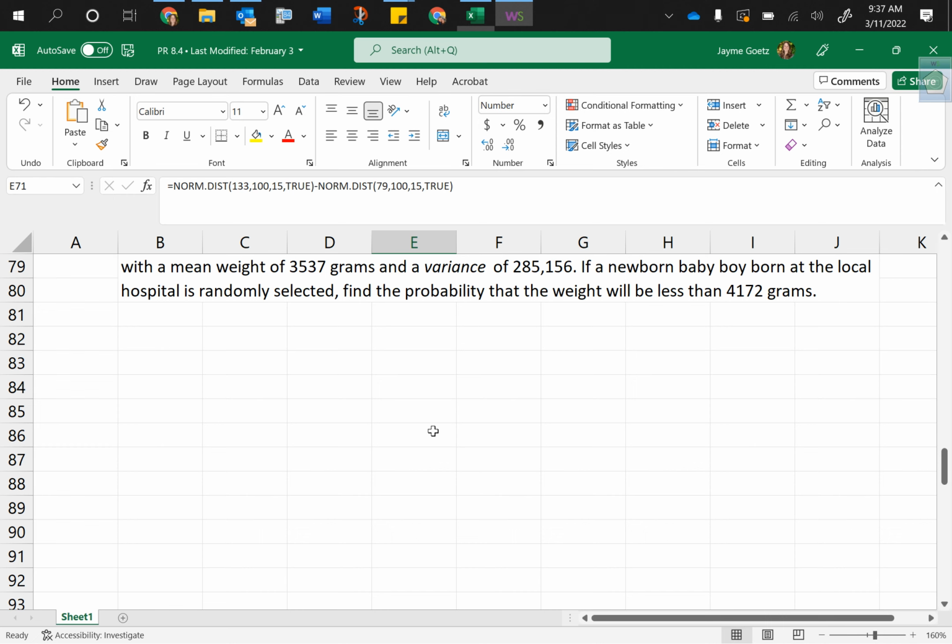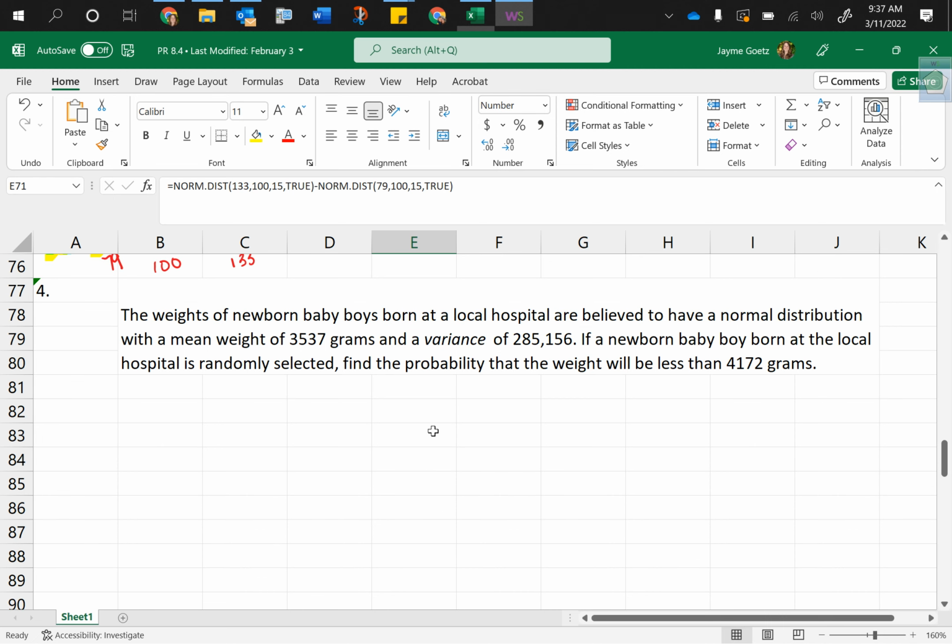Number 4, the weights of newborn baby boys. Let me say that again because I messed that up. The weights of newborn baby boys born at a local hospital are believed to have a normal distribution with a mean of 3,537 grams and a variance of 285,156. If a newborn baby boy born at the local hospital is randomly selected, find the probability that the weight will be less than 4,172 grams.